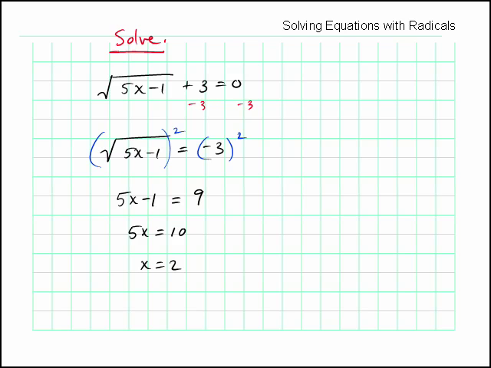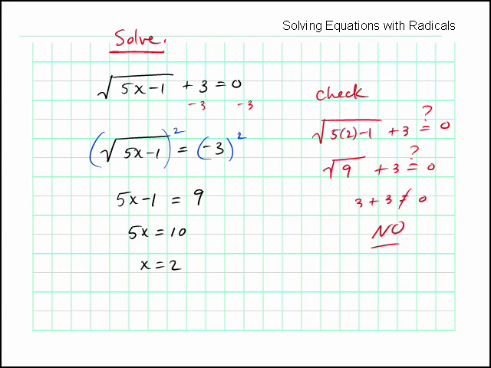Let's check our result. If I plug 2 into the original equation, I get the square root of 5 times 2 minus 1, plus 3. Is that equal to 0? Well, this is the square root of 9 plus 3. Is that 0? No, that's 3 plus 3. That's not equal to 0. No, it didn't work. 2 didn't work here, so I've got to rule it out. It's not really a solution.